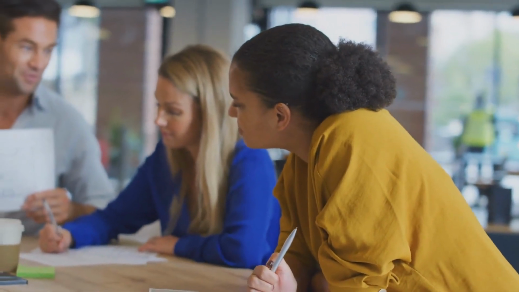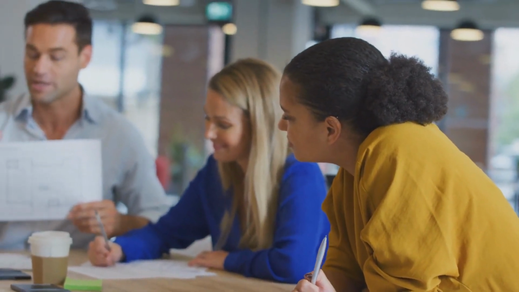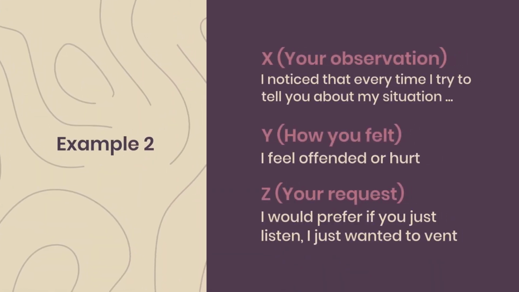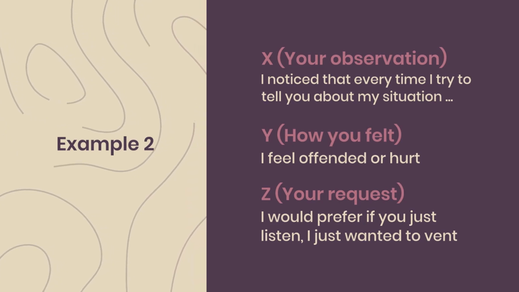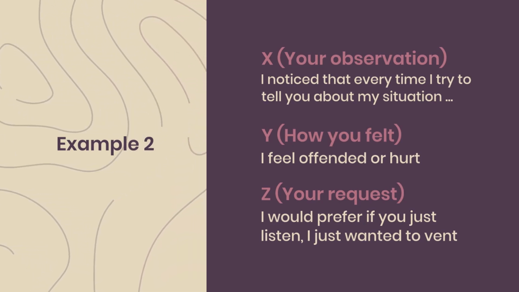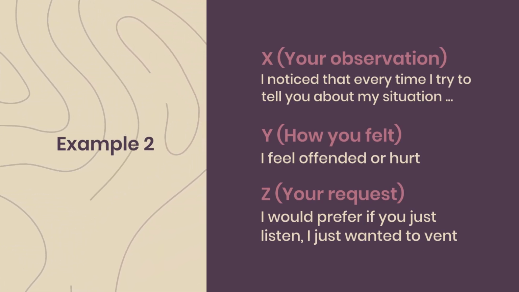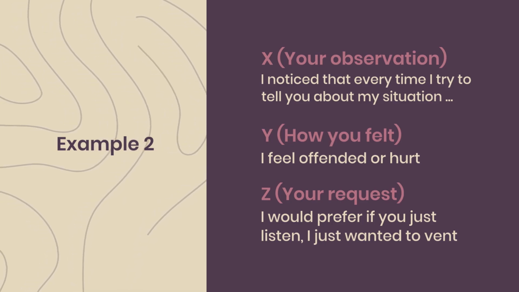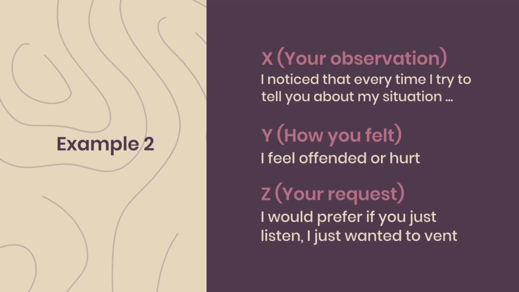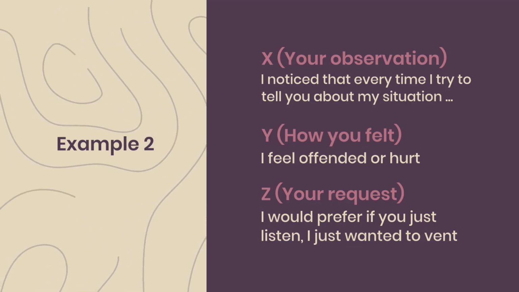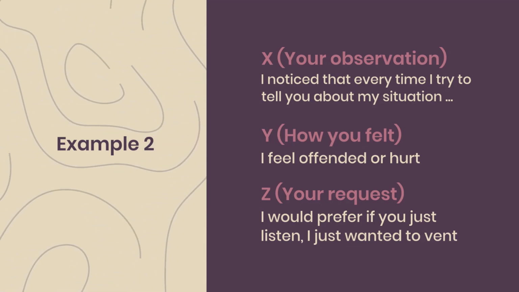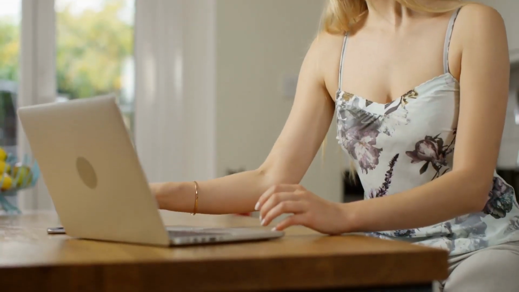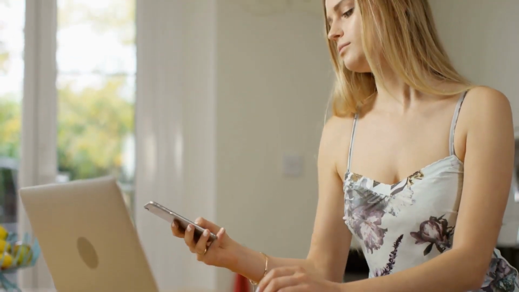Another example on a more personal level may be like, "Hey, I noticed that every time I try to tell you about my situation, you kind of dodge it and give unsolicited advice or just try to make jokes about it. I would prefer if you just listen to me. That's all I really want." So what we're trying to achieve in this situation is to be able to relay our feelings, or how we felt about something, without triggering the defensiveness in somebody.